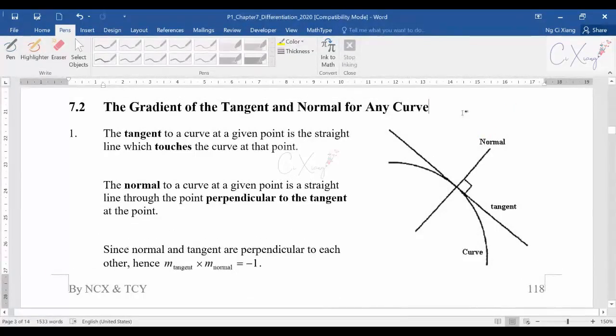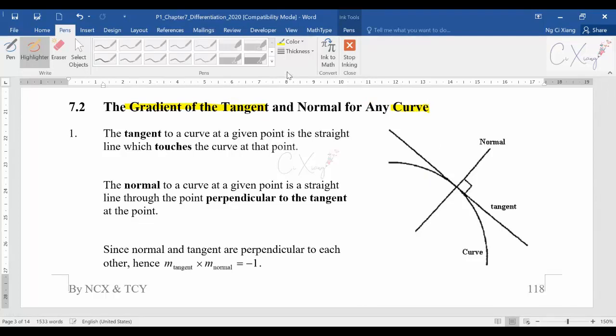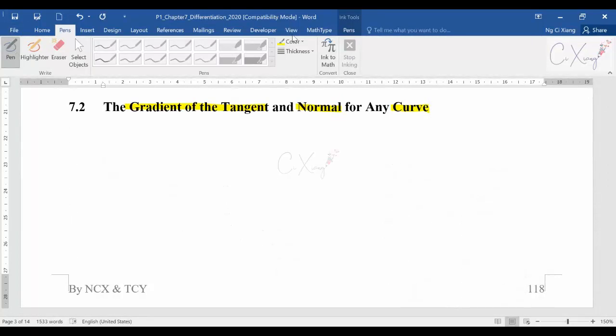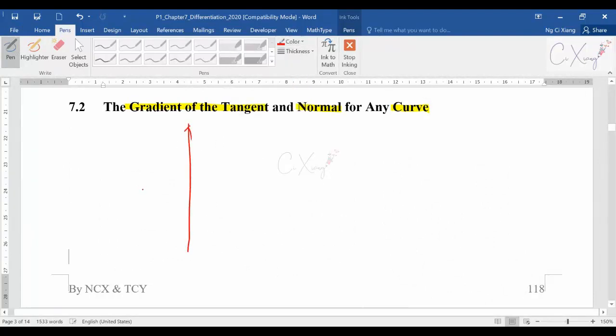When we talk about the gradient of the tangent of a curve, generally you need to apply differentiation. Also, when they're talking about the gradient of the normal of any curve, you also need to apply differentiation. First, we need to know the meaning of tangent and normal. Let's have a look at a simple example. Let's say I'm having a curve. I simply draw any curve on the axis. Let's say this is my curve.